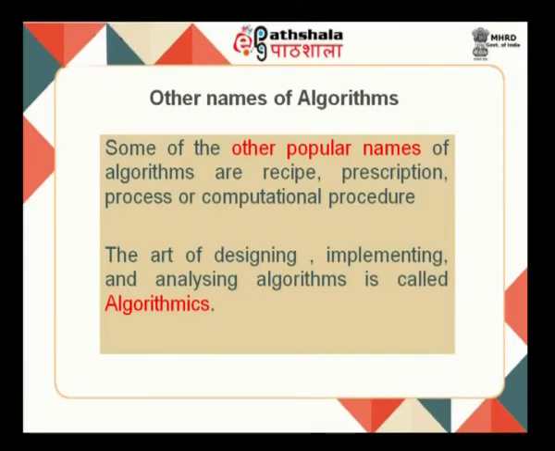In short, we can say that an algorithm is nothing but a step by step procedure for solving a given problem. This is called by different names like recipe, prescription, process or computational procedure. Whatever the names are, what we are saying is that an algorithm is some sort of procedure for solving a given problem.